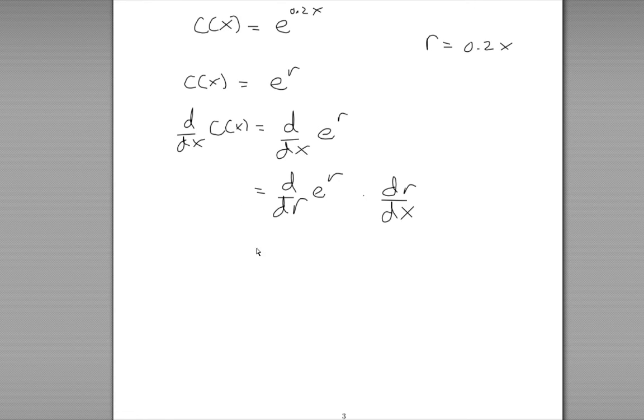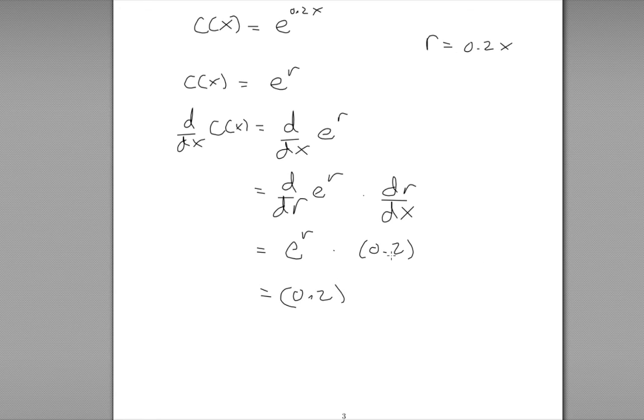The good news here is we can use our formula for the derivative of an exponential, because we actually have something that exactly fits the formula now. So the derivative of e to the power of r with respect to r is just e to the r. And then the derivative of r with respect to x is 0.2, because we can see what r is up here. And now we can resubstitute what r actually was all along. It's 0.2x. So this is 0.2.